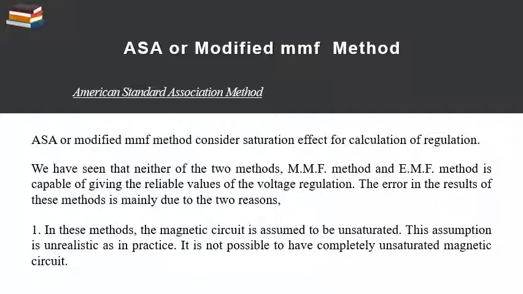तो पहला तो हम मान के चलते हैं कि जो हमारा मैग्नेटिक सर्किट है वो अनसैचुरेटेड है, बट प्रैक्टिकली ऐसा पॉसिबल नहीं होता.